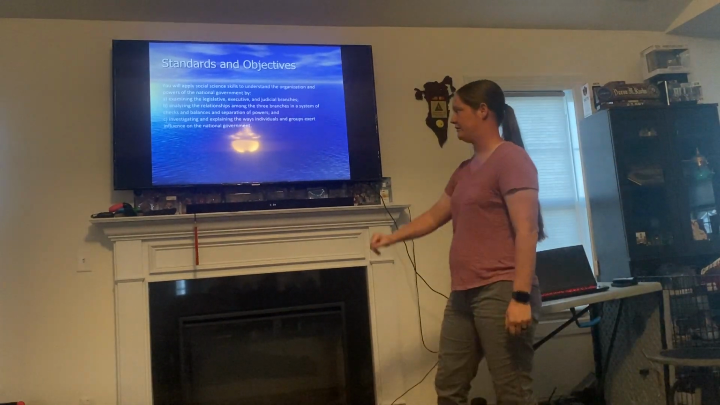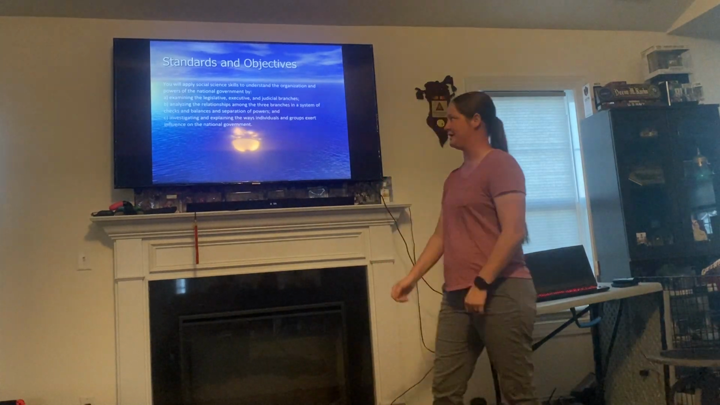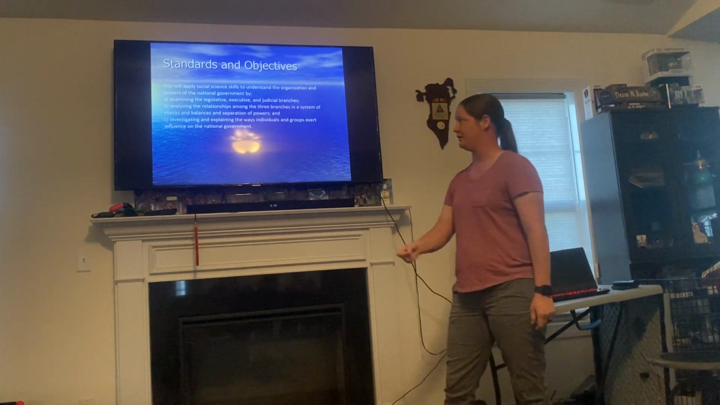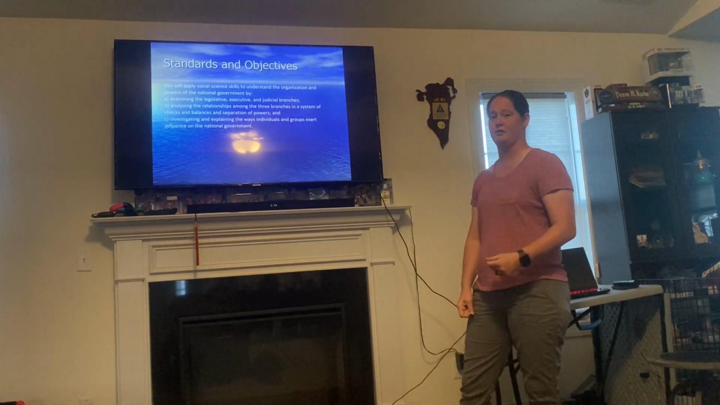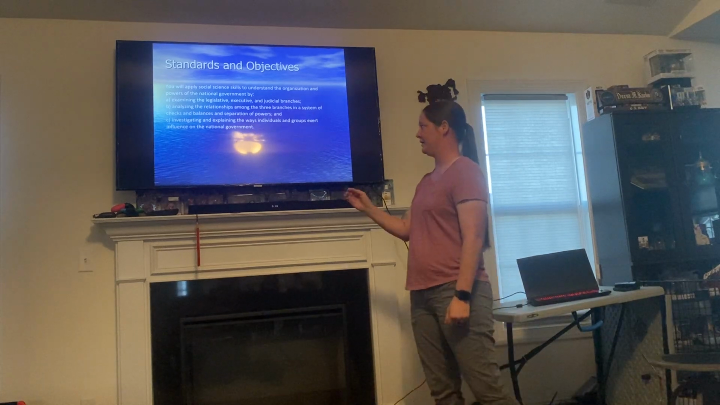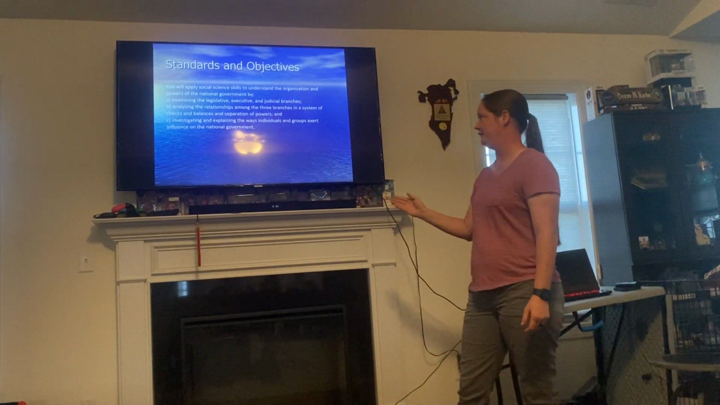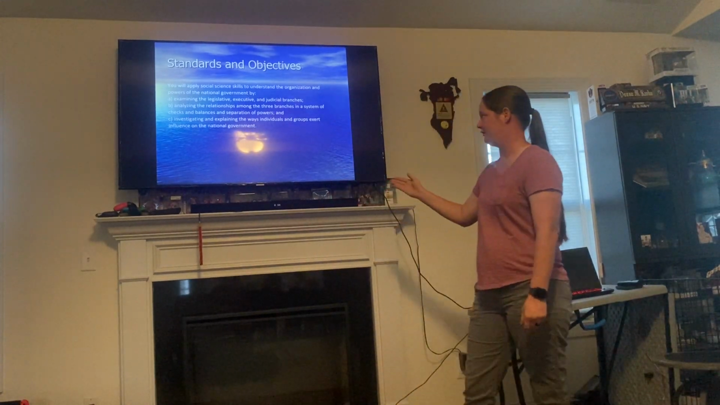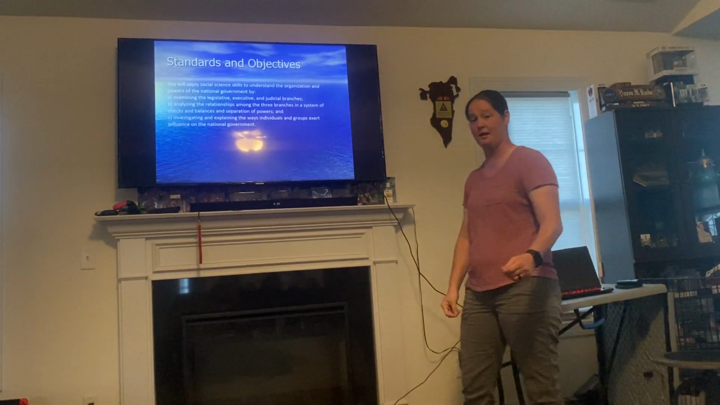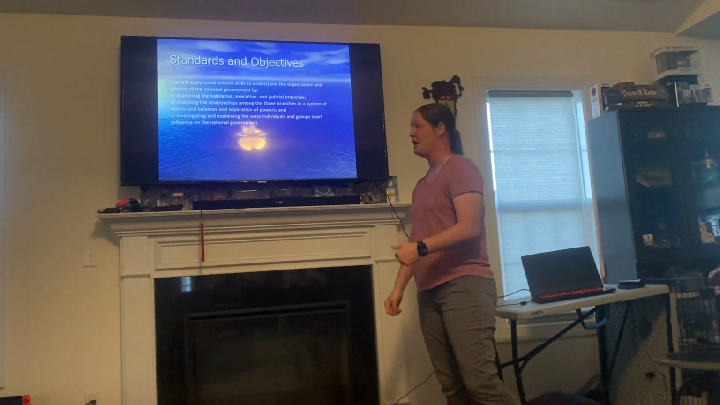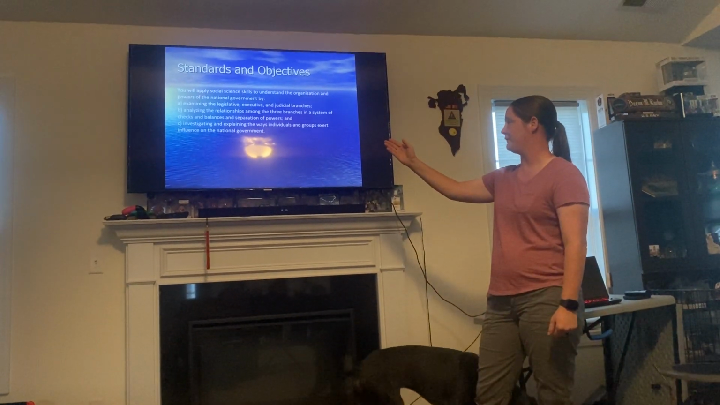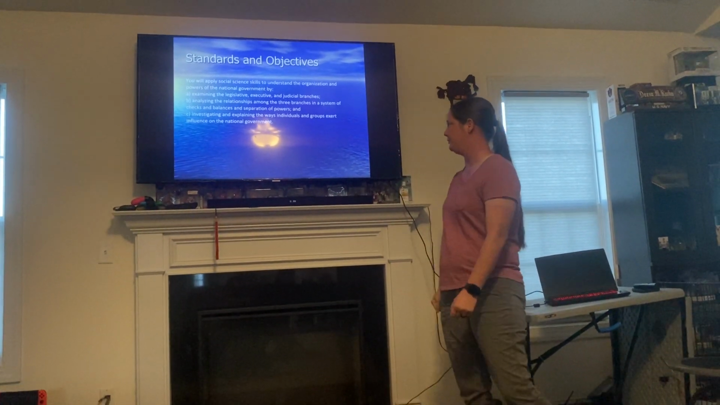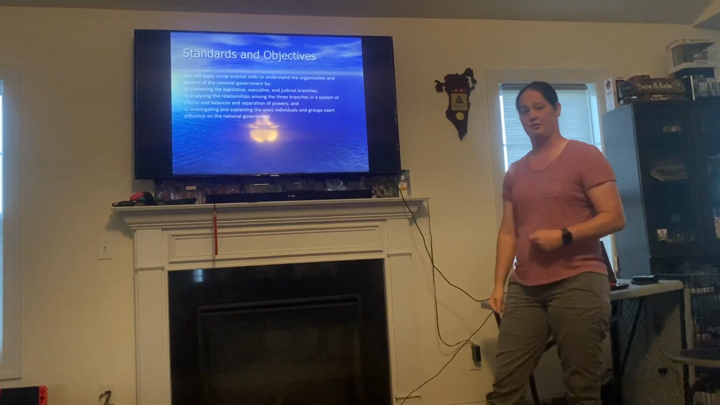So, our standards and objectives for this lesson, just like anything else: you're going to apply your social science skills to understand the organization of powers by our national government. By doing this, you will be examining the legislative, executive, and judicial branches, analyzing the relationship amongst the three branches in a system of checks and balances and our separation of powers. And then finally, our last thing for our standards is investigating and explaining the ways individuals and groups exert influence on the national government.